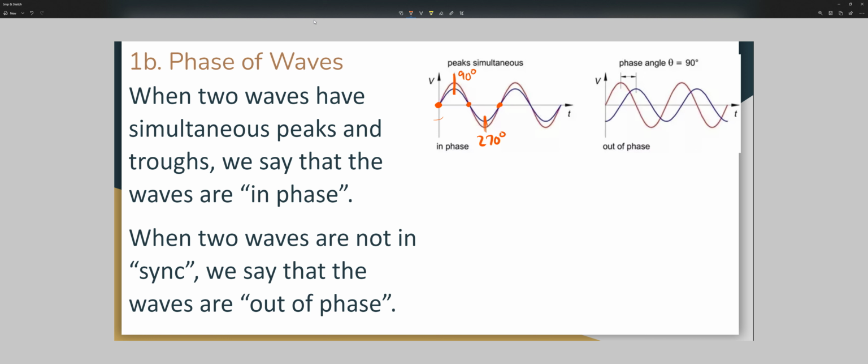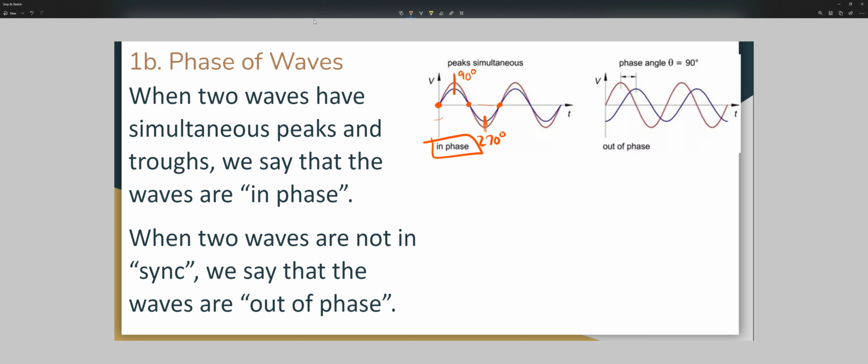So we can say that both of these waves are in phase. They have the same crest at the same time, and troughs at the same position. They both peak at the same point.